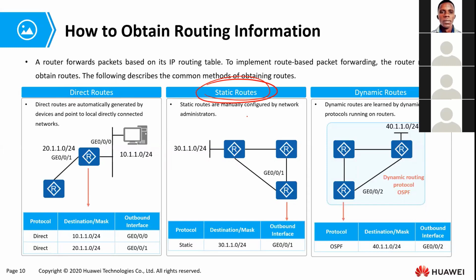Some engineer went in the router and told it that in case you want to reach 30.1.1.0, you just send your packets to this interface or send your packets out of this interface. That is what we have here. Someone typed in the router that if you want to reach 30.1.1.0/24, just send your packet out of this interface. Send the packet that direction.